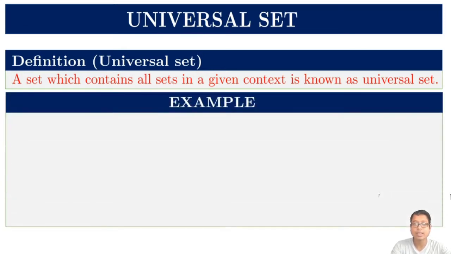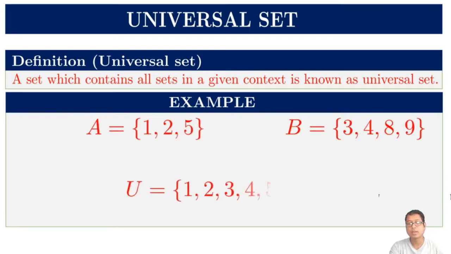As an example, suppose A is equal to 1 to 5 and B is 3, 4, 8, 9. Then for these two sets we can consider U to be the universal set. Why? Under this particular example, we can say A is a subset of U and B is a subset of U. So U is the boss of A and B, so we can say U is the universal set. Just simply remember that the set which is the superset of all the sets we are considering is said to be the universal set.